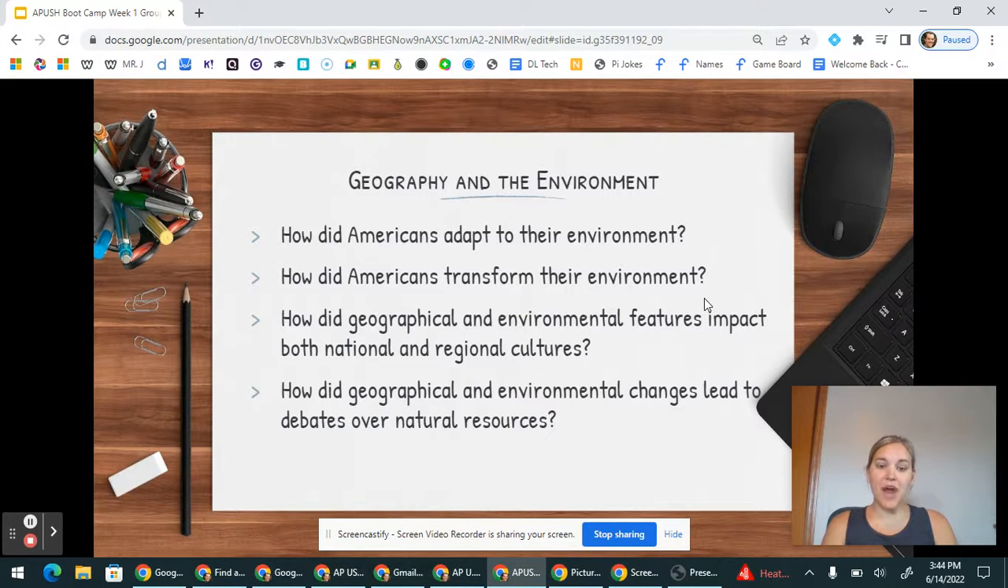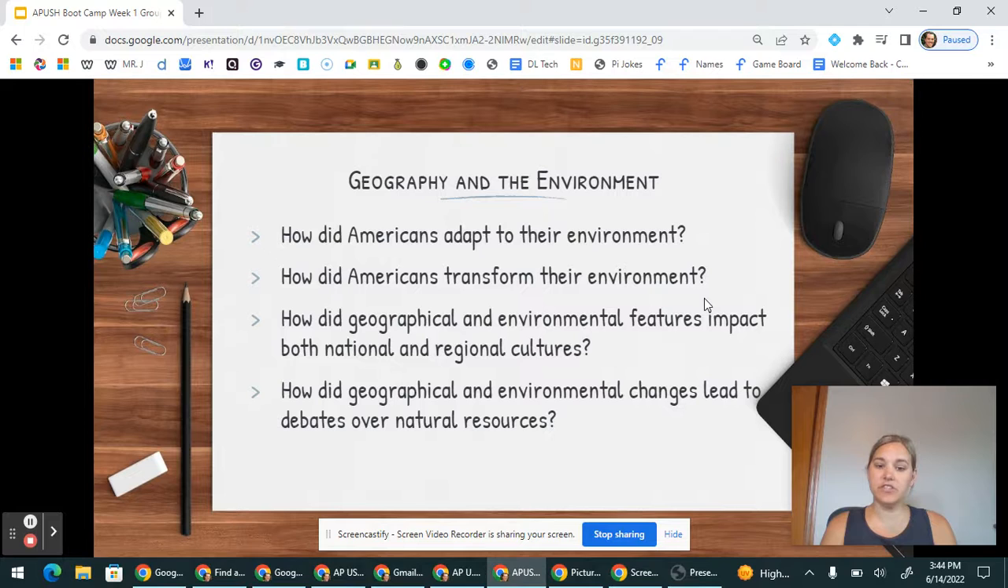How did geographical and environmental features impact both national and regional cultures? So thinking about how the various geographic and environmental features around the country create different cultures based on where they live. One of the main focuses in the curriculum that relates to this question is going to be how in the southern areas of the United States, the climate was much more suited towards commercial agriculture, which increased the demand and the desire for enslaved laborers. So that is just one example of how you can see how geography and environment impacted culture in the South.